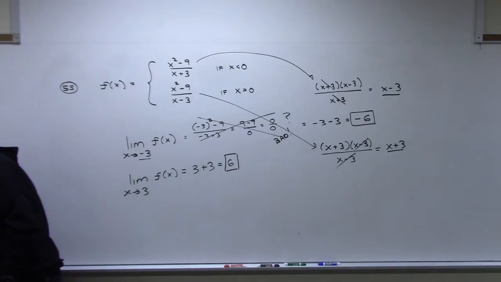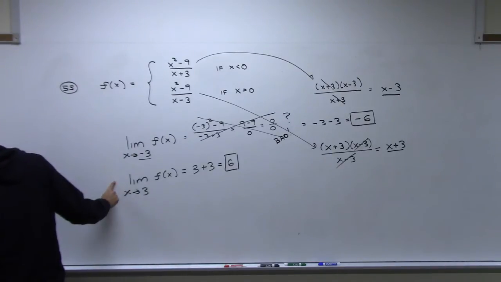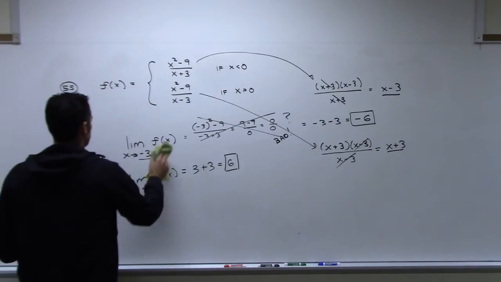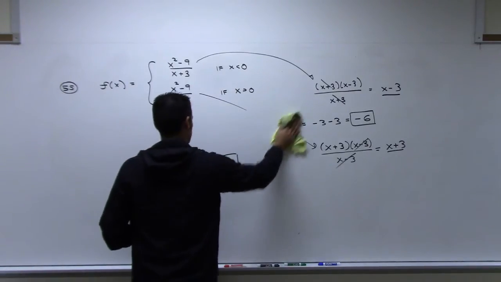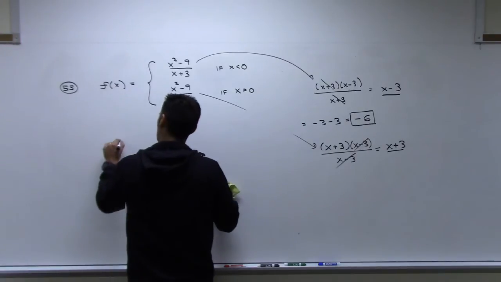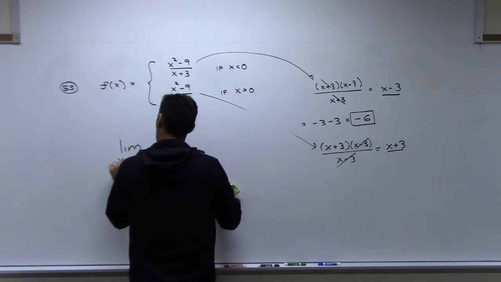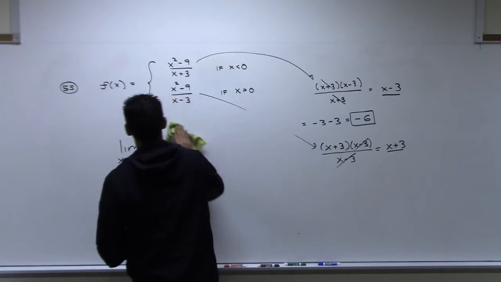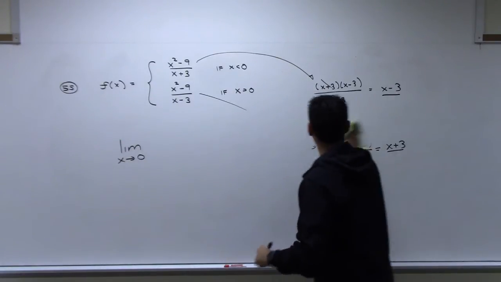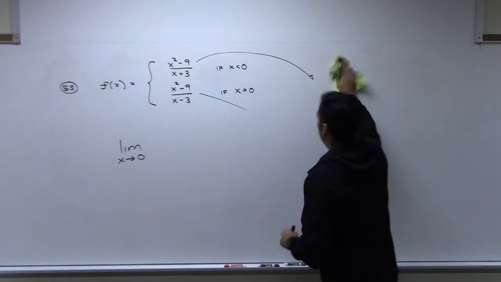Now, let's see if there's another thing here. Oh, you know what? This was part A and this was part C. I skipped part B. Part B was the limit as x approaches 0. All right, this one's a little bit tricky. I'm kind of glad I'm doing this one now.